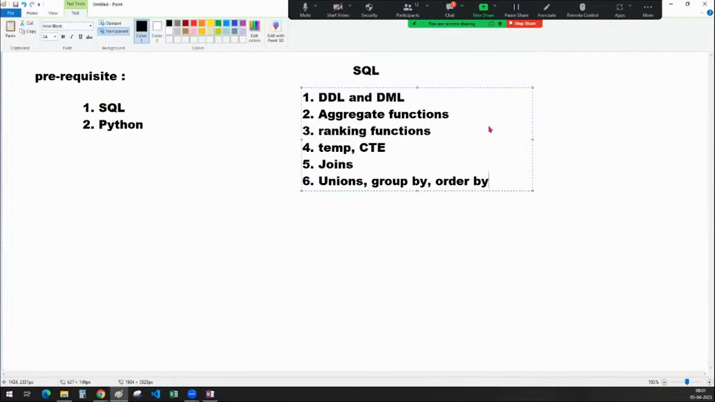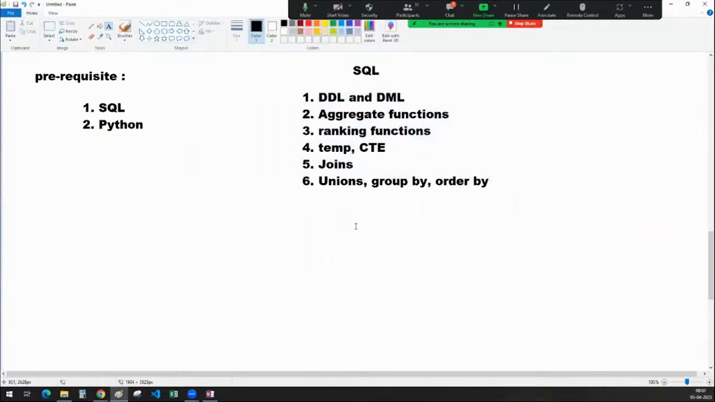If you are just coming up, focusing on these things is enough. In aggregate functions: min, max, count, all of those things. Ranking: row number, dense rank, rank function. And temp tables, CTEs, and joins. You should know at least inner join, left join, right join. That is enough. Unions: union and union all. Group by, order by. I believe this is enough for SQL, guys. If I remember anything, I will tell you.